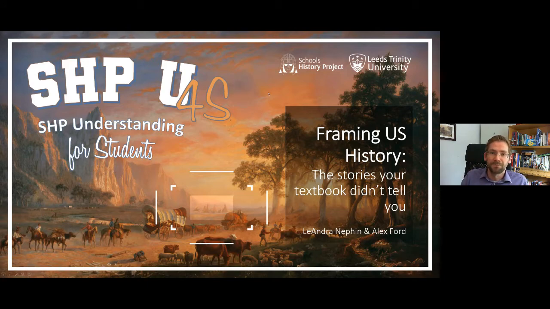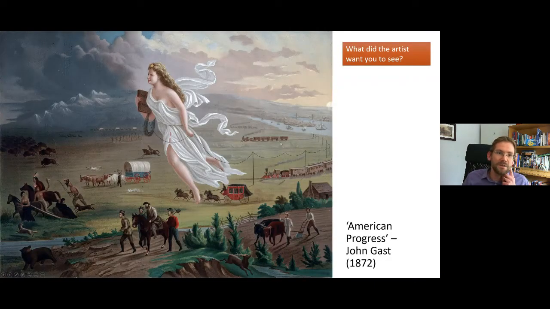Before we do that though, I just wanted to come back to this image, which I'm sure lots of you will have seen either in textbooks or you'll have come across it before. It's called American Progress by John Gast, and it was painted in 1872 at the end or the beginning of the end of an era of US expansive colonialism. And I'm always struck by this image because it was painted with a very particular purpose. And I wanted to think about what the artist maybe wanted you to see when he painted this image. You might want to have a little think about that yourselves just for a second now.